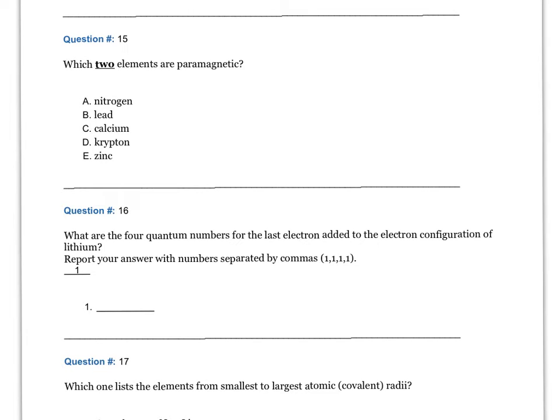Which 2 elements are paramagnetic? The answer are A, nitrogen, and B, lead.